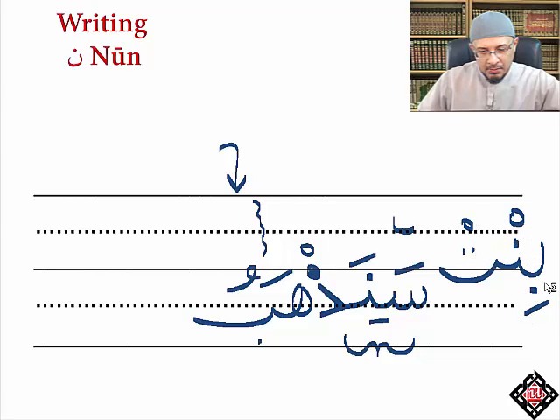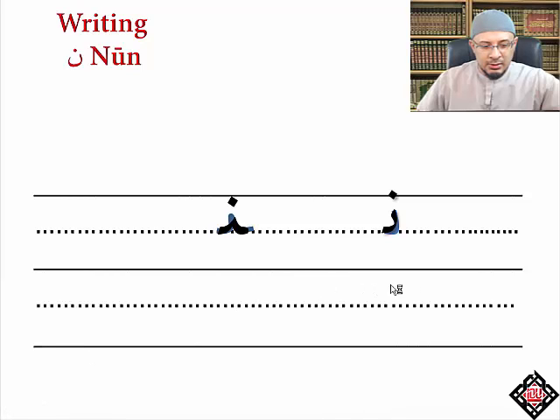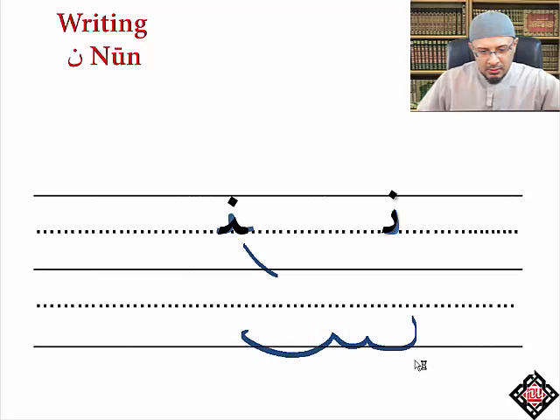For example, bint. Here this is the ba, and let's look at one more. Here you have ba, and this is the noon now. This is the noon right here, and bint.